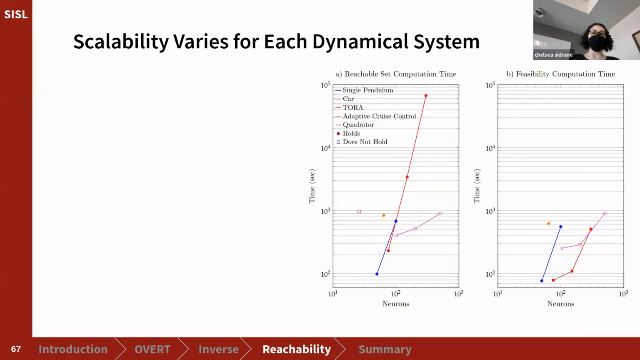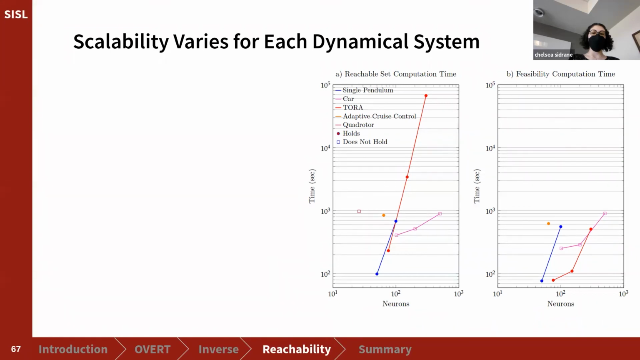So scalability is often an issue for formal verification tools, so we evaluated how our method scales. Each dynamical system has qualitatively different dynamics and different safety properties, so we don't think it makes sense to compare across problems. But for each dynamical system, we train neural network controllers of different sizes, and we plot computation time versus number of ReLUs. On the left, we have explicit reachable set computation, and on the right, we have feasibility.